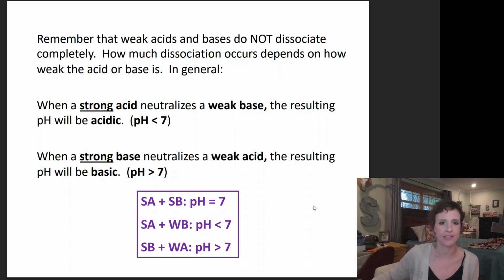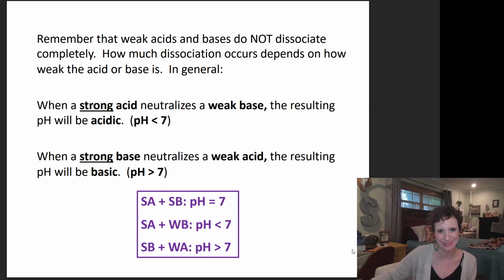So let's think if we had a strong acid. When a strong acid neutralizes a weak base, the resulting pH will be acidic, meaning the pH will be a number that is less than 7. But when a strong base neutralizes a weak acid, the resulting pH will be basic, and a basic pH is anything greater than 7.